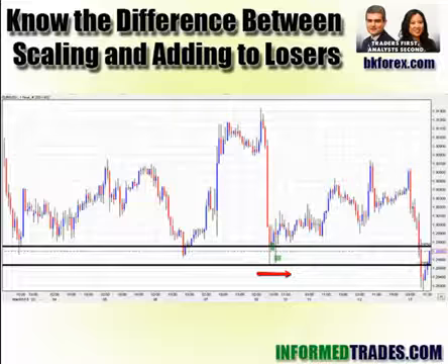Of course, the other form of scaling is adding to winners, which is known as pyramiding, and we have a bunch of information on that on informedtrades. As the market moves in your favor, you add. But of course, you can also wait for additional pullbacks, so long as you have your maximum loss established.